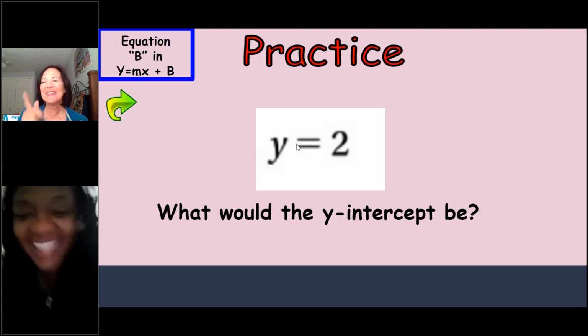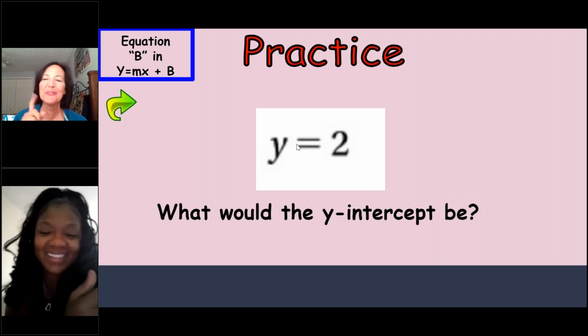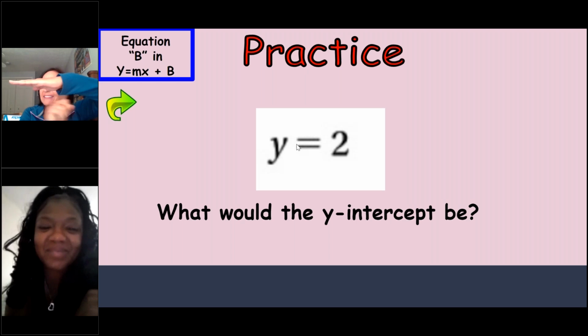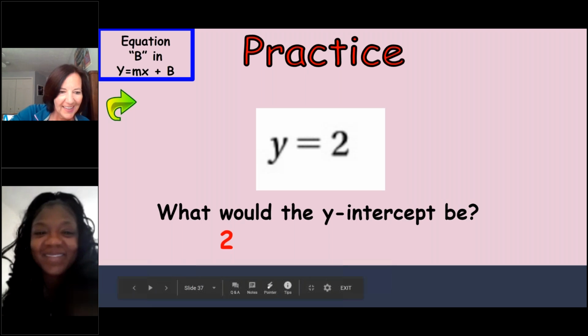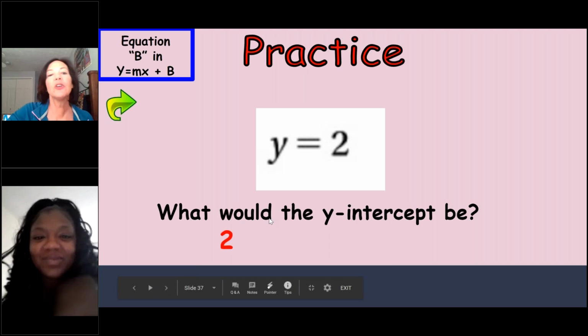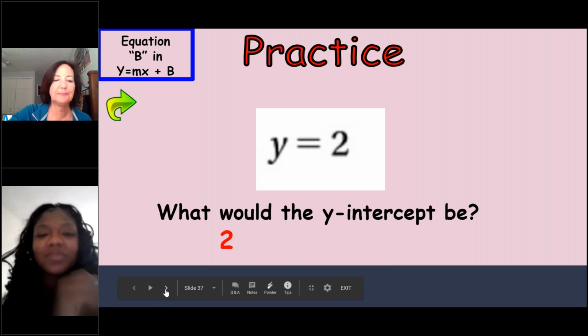You are awesome because I don't think you were here for the vocabulary last week. That's exactly what it's going to be. That's going to be 0 slope. You'll also hear it called no slope. Perfect. Thanks. And so the y-intercept would be 2. You already got that one.